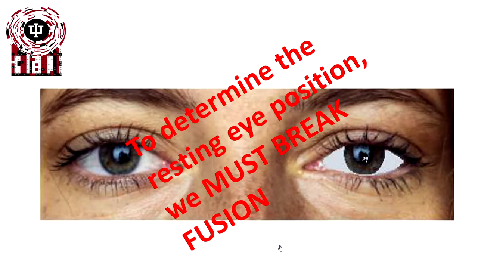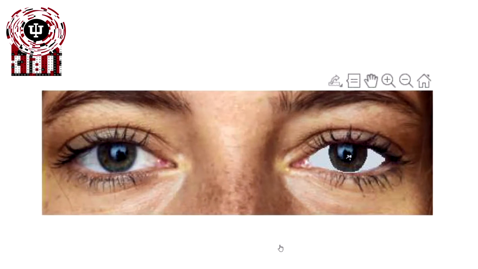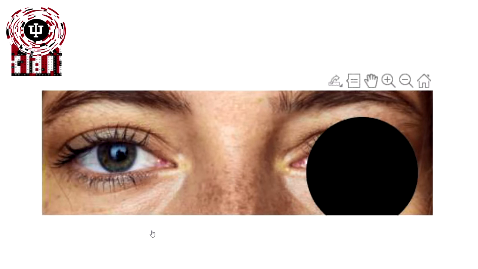To determine the resting position, we must break fusion, and that's the critical part of a cover test, is breaking fusion to determine the resting state of the eye. Now let's look again. We don't actually get to see through the cover paddle, so we actually only have opaque paddles. So there's a couple things we can look at.